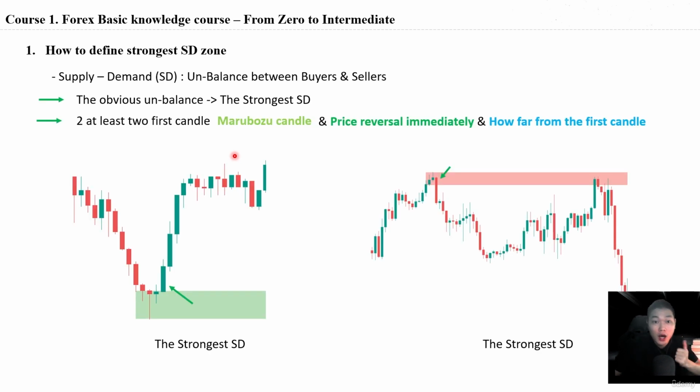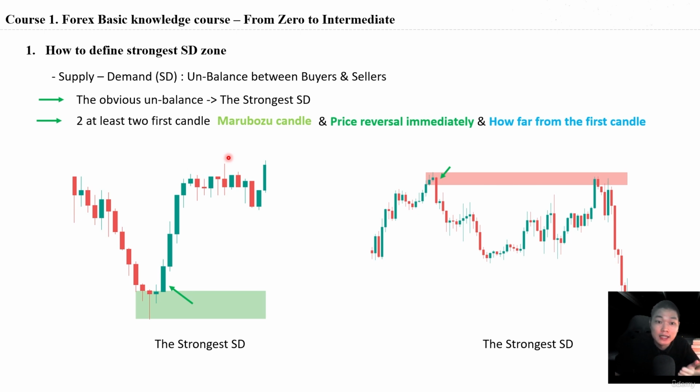First of all, how to define the strongest supply and demand zone. To define it, you need to remember again that supply and demand means an imbalance between the buyers and the sellers. Therefore, to define it, you need to know the obvious imbalanced place. This is the strongest supply and demand zone. And we have three factors to define the obvious imbalanced range.